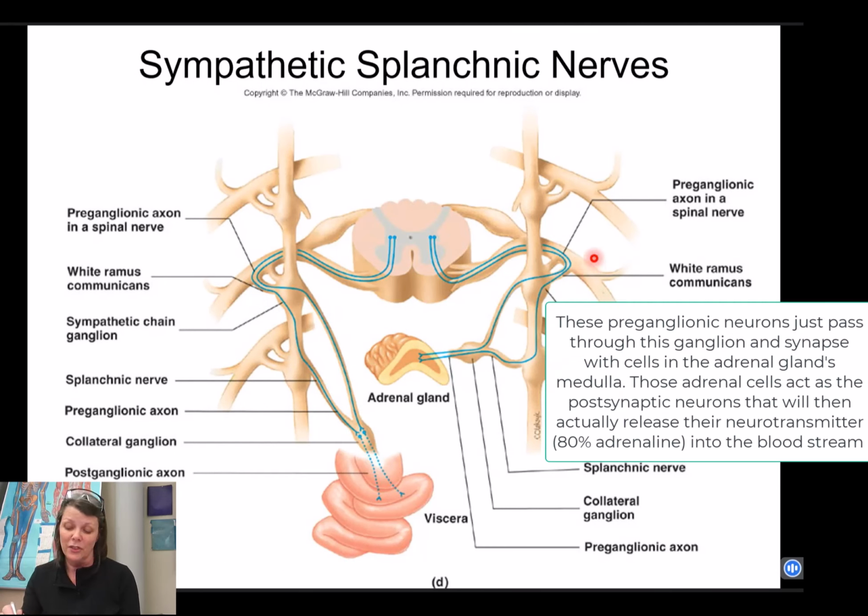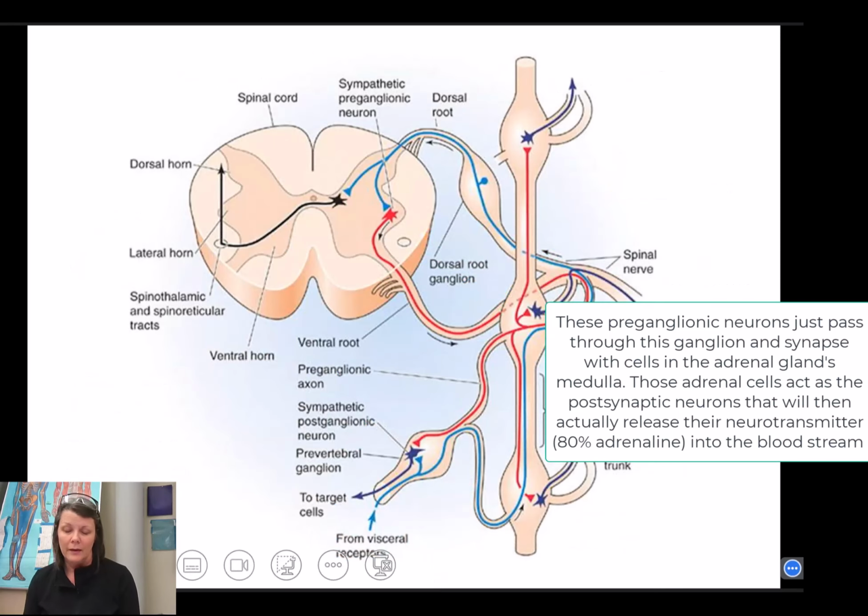Now here's a different kind, which I'm not really so worried about, but these preganglionics here, they're going to end up going right to the adrenal gland, and the adrenal gland is going to respond to that. And then here is just another version of the sympathetics.